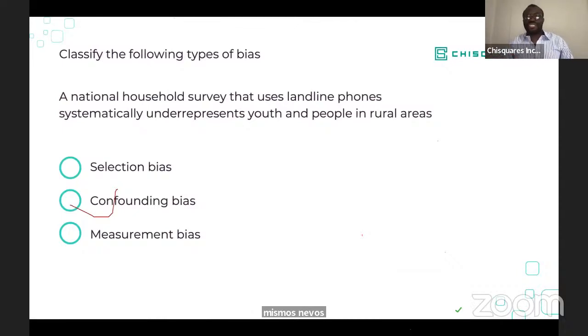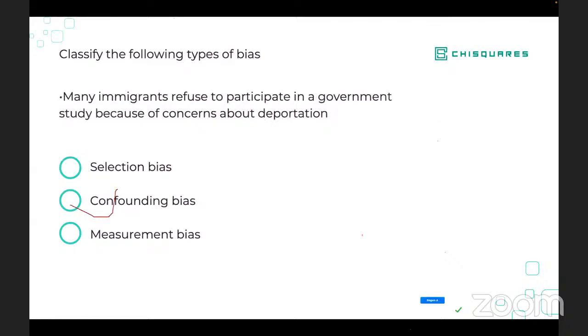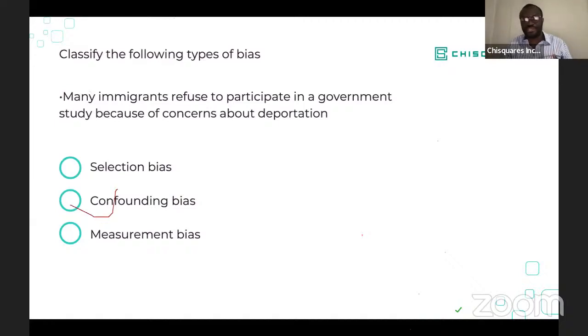Now, all right, this is a test of your understanding of bias. Okay, let's see how well you understand this. A national household survey that uses landline phones systematically underrepresents youth and people in rural areas. What kind of bias is that? Selection bias. Excellent. Many immigrants refuse to participate in the government study because of concerns about deportation. Measurement. Selection bias.